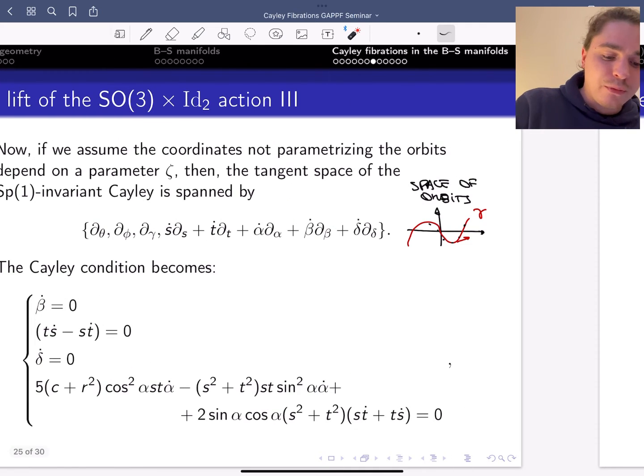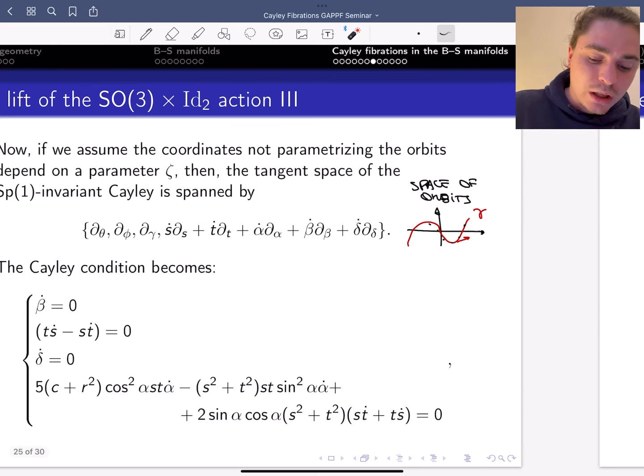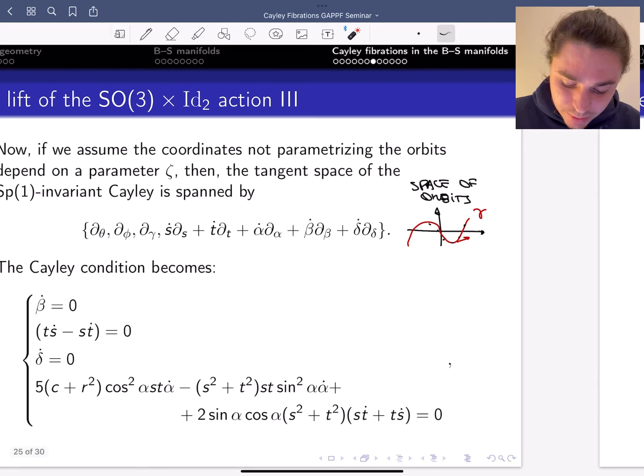Indeed, if we define u as s times t and v as s over t, the solutions of the ODEs are given by the following first integrals. So beta, delta, and v are, well, obvious by the first three equations of the system, and F is the only one where you have to do just a little bit of work. So the level set of F in the space given by alpha and u is this one.